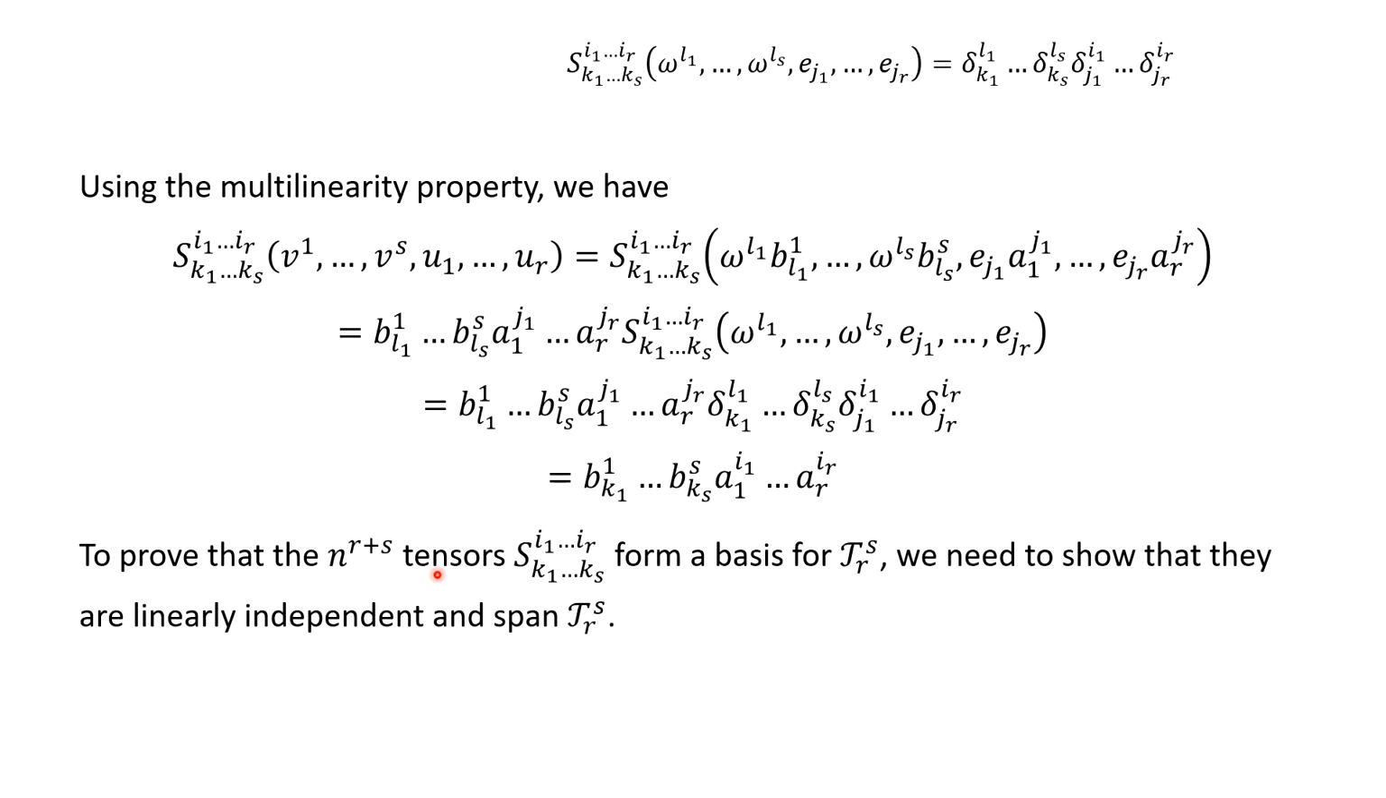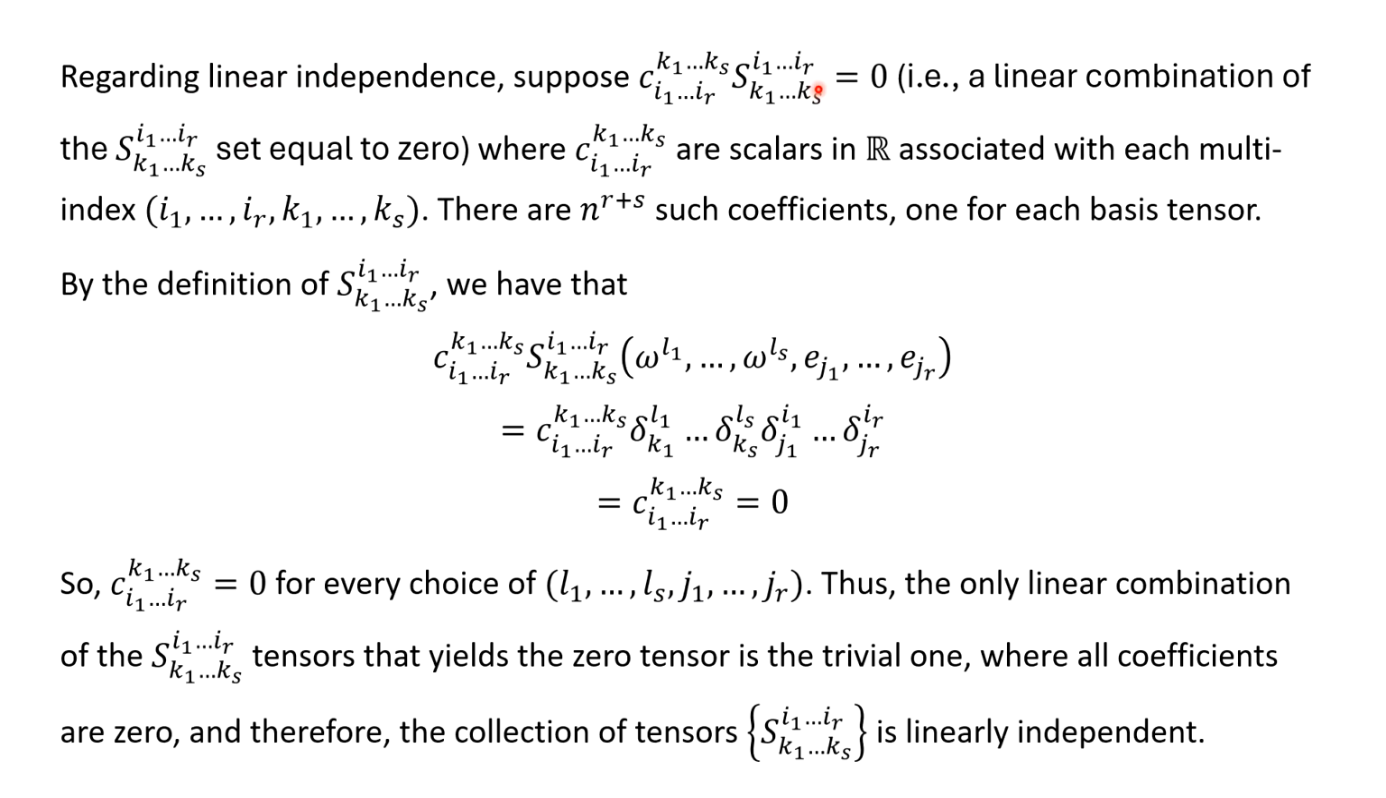Yeah, so what we're left with is we need to show that this set of tensors is both linearly independent, which I'll do on the next slide, and also spans our tensor space. To show linear independence of these tensors from our set S, we'll take a linear combination and set it equal to the 0 tensor, and then prove that these coefficients have to be equal to 0.